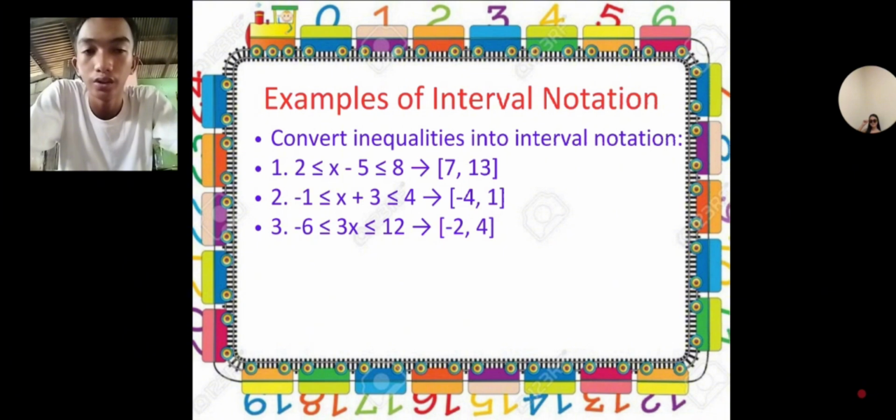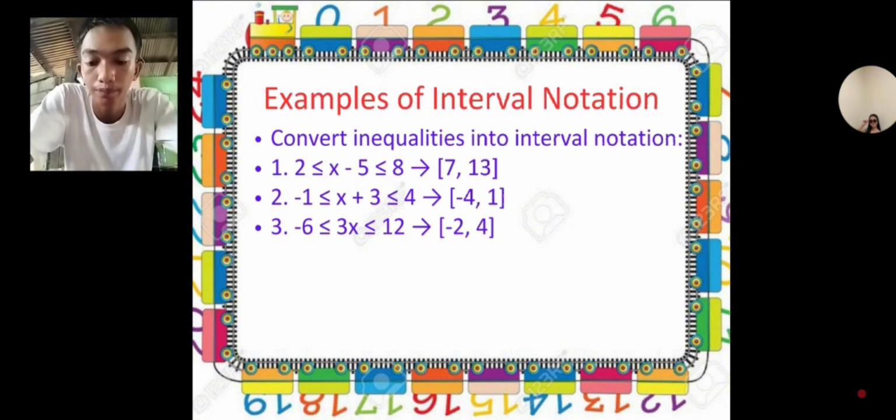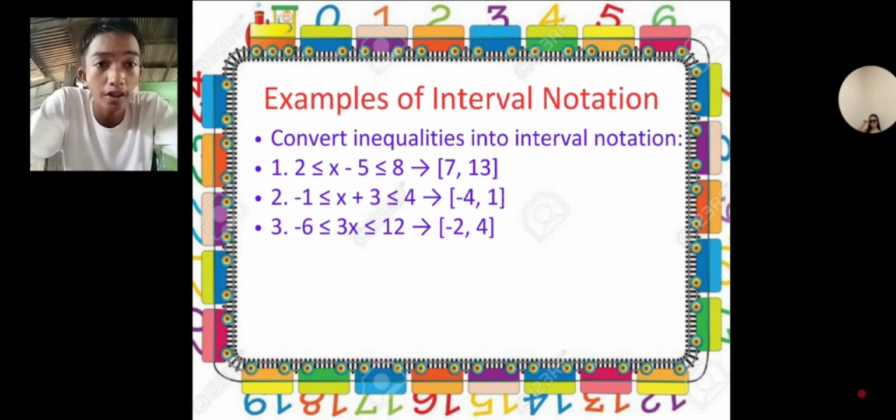Example 3: negative 6 is less than or equal to 3x, which is less than or equal to 12. Solving this inequality gives negative 2 is less than or equal to x, which is less than or equal to 4. In interval notation, this is [negative 2, 4].